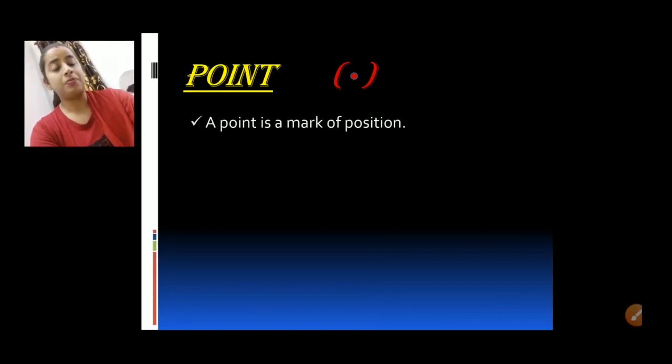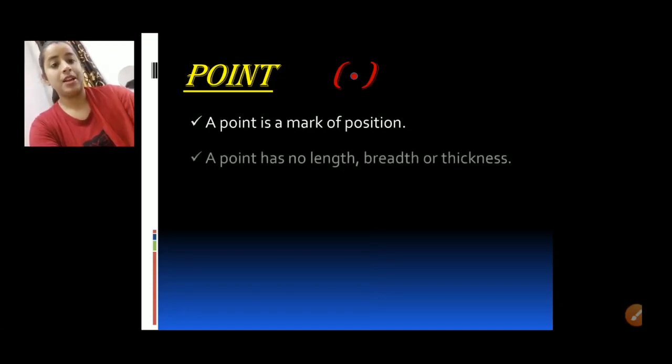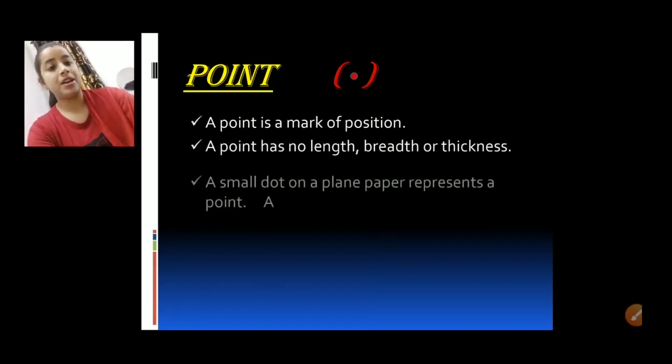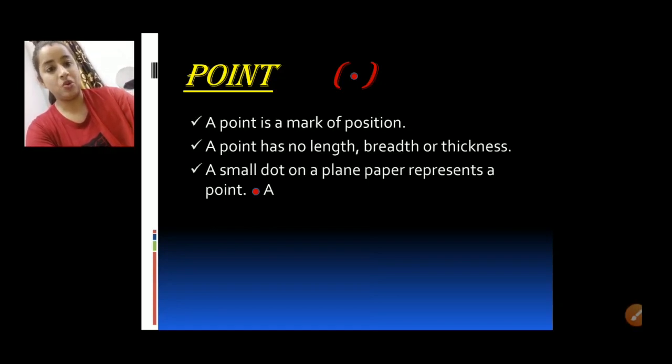Our next topic is point. A point is a mark of position. If you just have to show anything to your friend on your notebook, you just show them the position by a single point. So that point is a mark of position. A point has no length, breadth or thickness. A small dot on a plain paper represents a point, dot A. You can use your pencil or pen to just mark a dot on a plain paper.